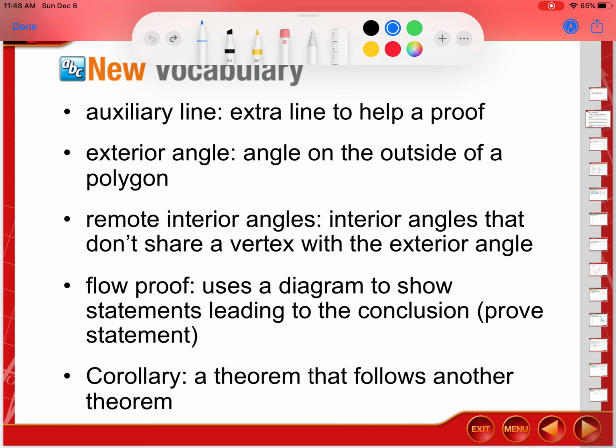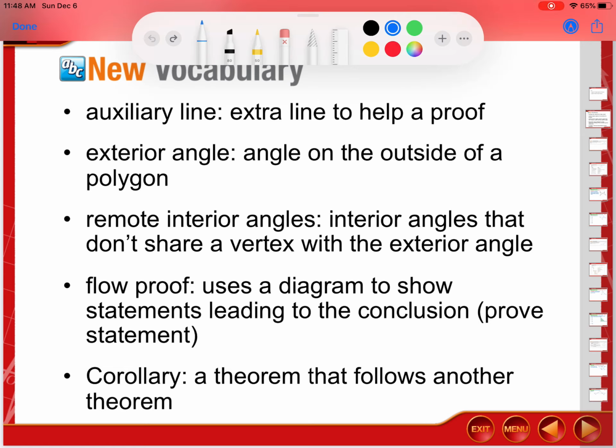Remote interior angles are interior angles that don't share a vertex with the exterior angle. A flow proof uses a diagram to show statements leading to a conclusion. It's a different type of proof. We typically do two-column proofs, and honestly, two-column proofs are way better than flow proofs. Flow proofs are just kind of messy typically. Very seldom do they actually serve a rock solid purpose. So we'll continue to do more two-column proofs than flow proofs, but we will look at a few flow proofs today and in the following lessons.